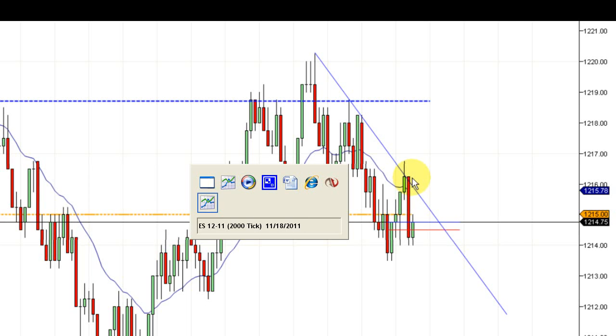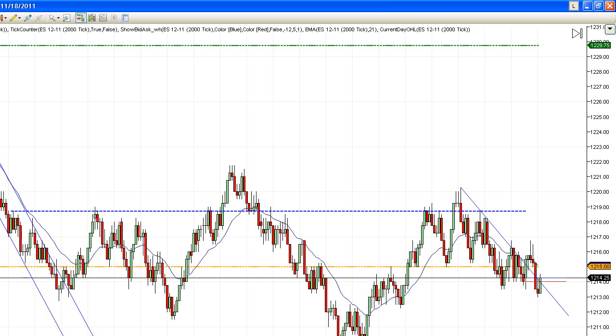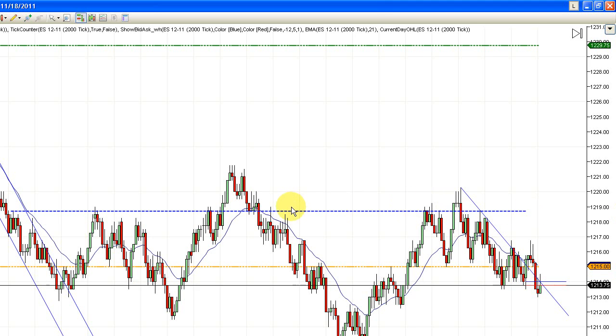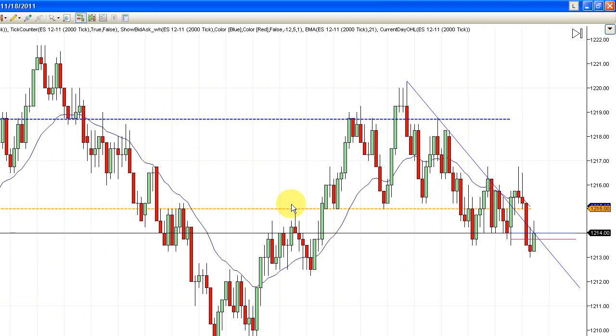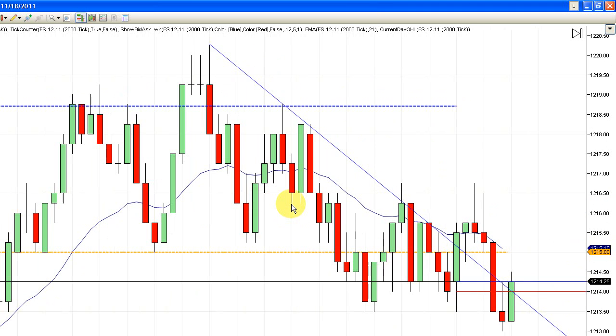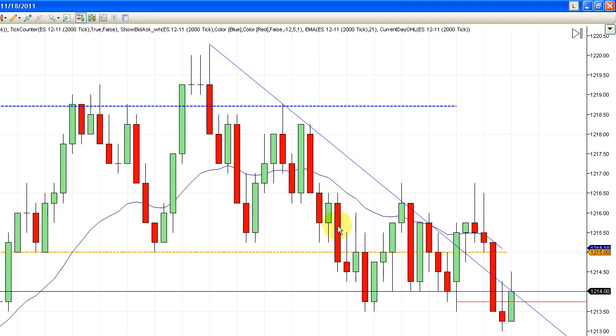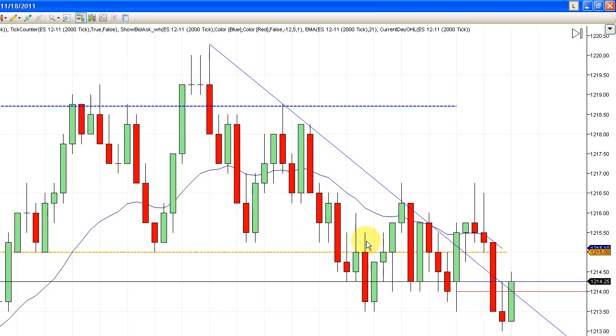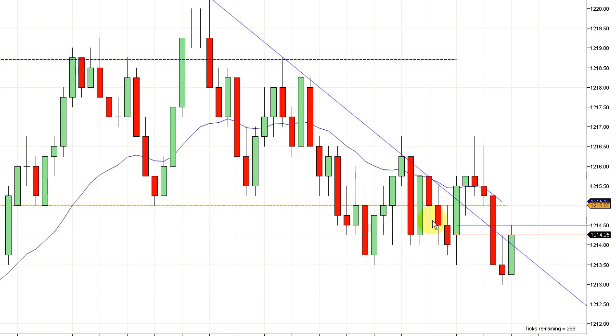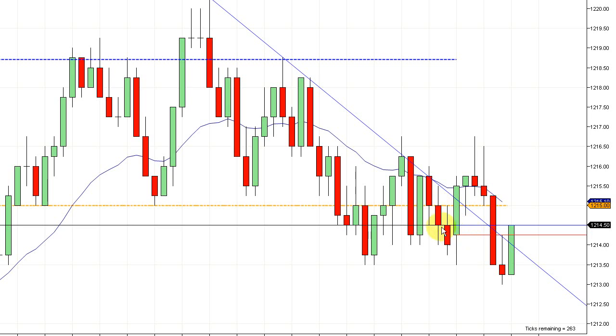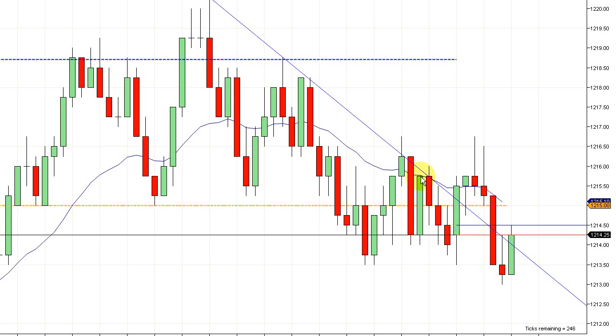I hate to get stopped out that quick. That's the way it works sometimes, and you just have to live with what you got. And we got stopped out there. I'm going to skip ahead here. I didn't want to wait through all that price action to kind of show you how this ended up. But by the time we got stopped out on this bar right here.